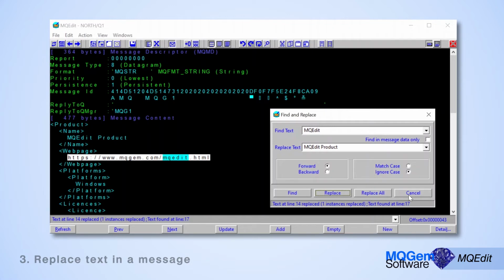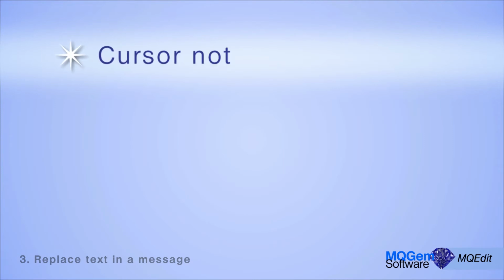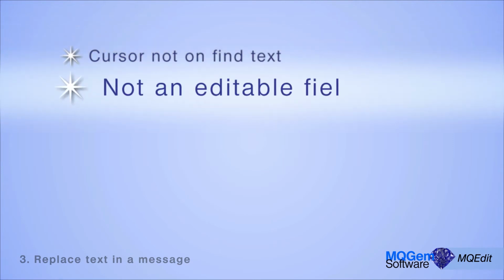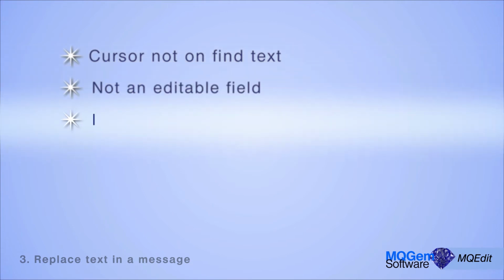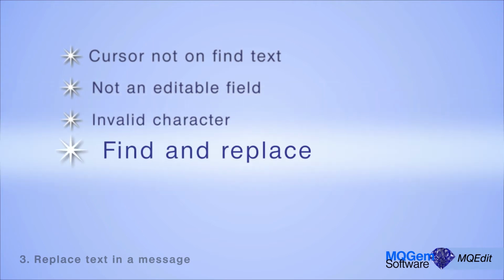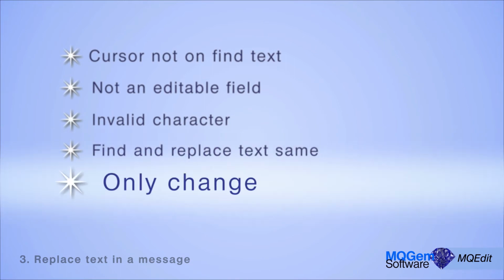There are several reasons why a replace may be unsuccessful. If the cursor is not on the find text, if the text is not an editable field, if you are trying to replace with an invalid character, such as a letter in a number field, if the replace text and find text are the same, or if the field can only be changed in expert mode, which is not currently switched on.